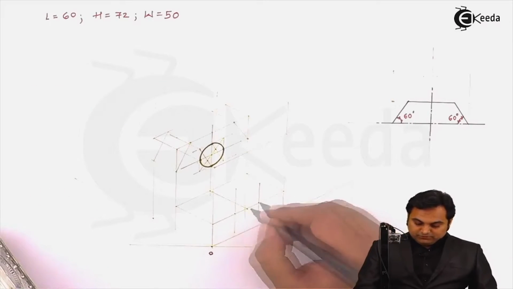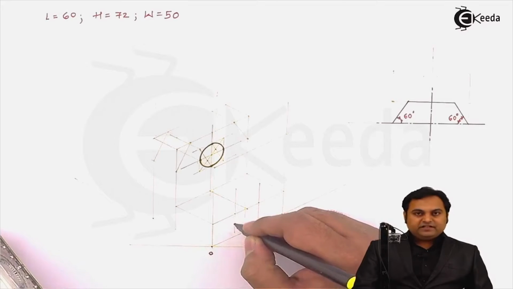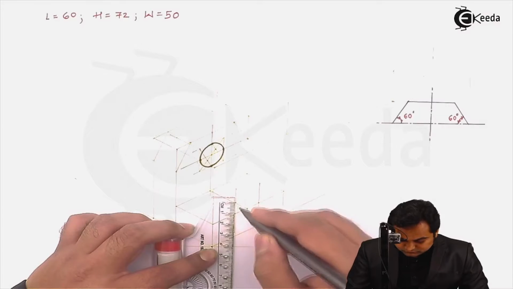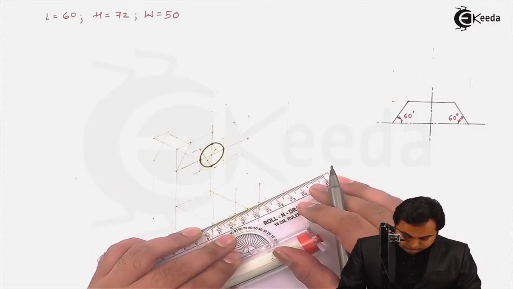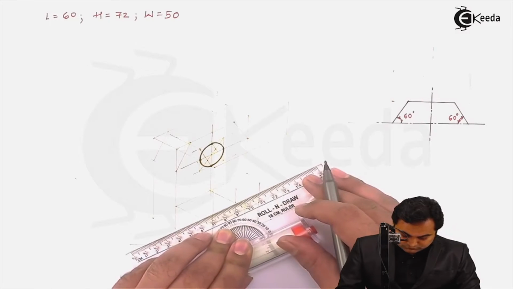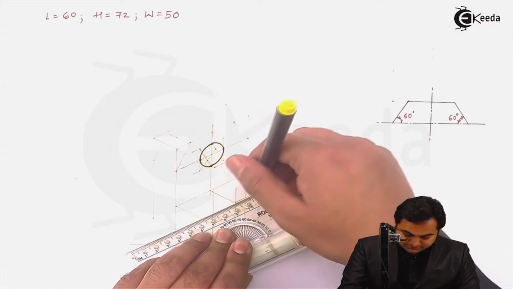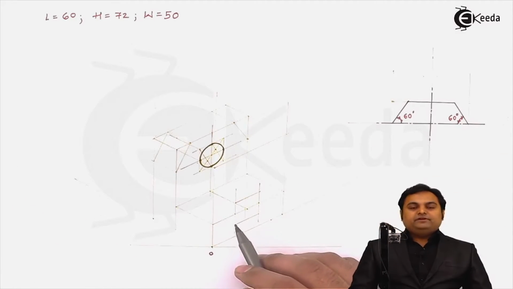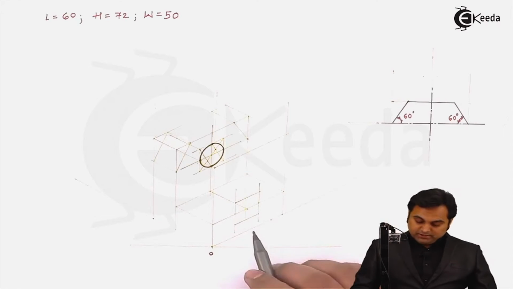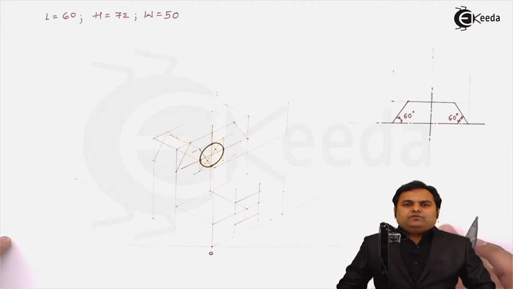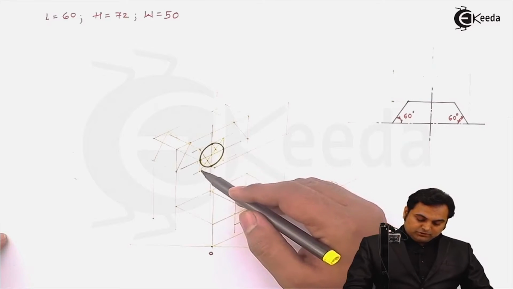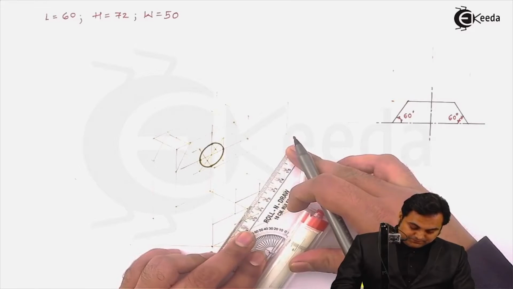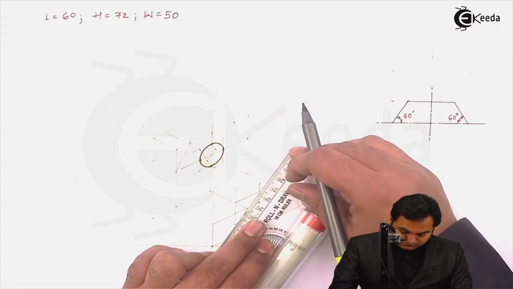Then from these 2 points, I'm measuring 10 mm on one side, 10 mm on the other side. Drawing parallel lines. So this is the parallelogram inside which I'm going to draw the semicircle. And again, the procedure is same as it was for the circle. That is, first drawing the longer diagonal. So here I'll join these 2 points and get the longer diagonal.